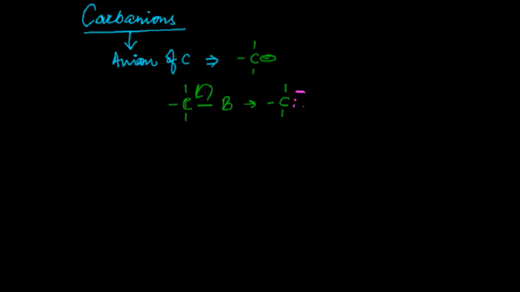Now if I look at it, we can find there are in total 3 sigma bonds and one lone pair. Therefore the total number of electrons on this is 2 into 3 plus 2, which is equal to 8 electrons. Since it has 8 electrons, the octet is complete.